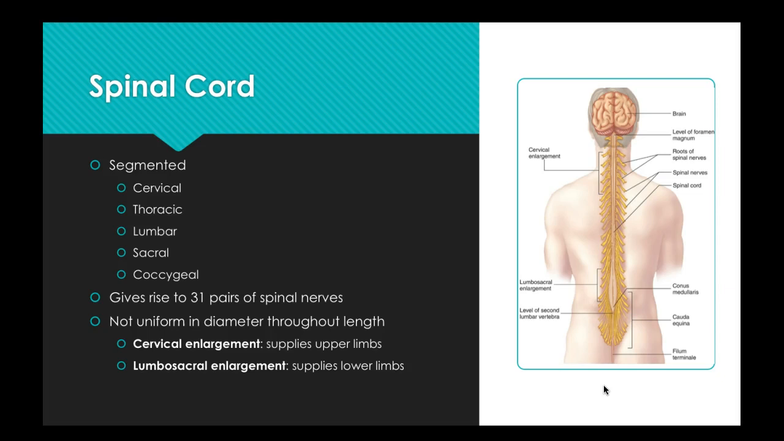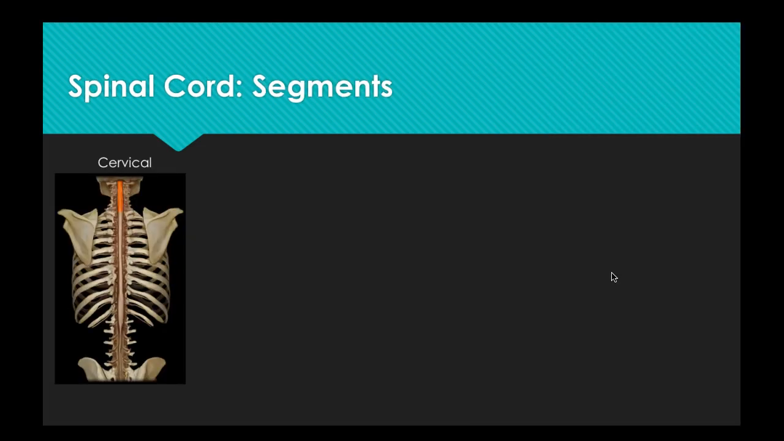First, in the cervical region, we see an enlargement due to supply to the upper limbs, which we can see in this region over here. And we also have the region more inferior, which is termed the lumbosacral enlargement. You will also have this described as the lumbar enlargement. It is still referring to the same segment of the spinal cord. So let's take a look at this as far as the different regions or segments.